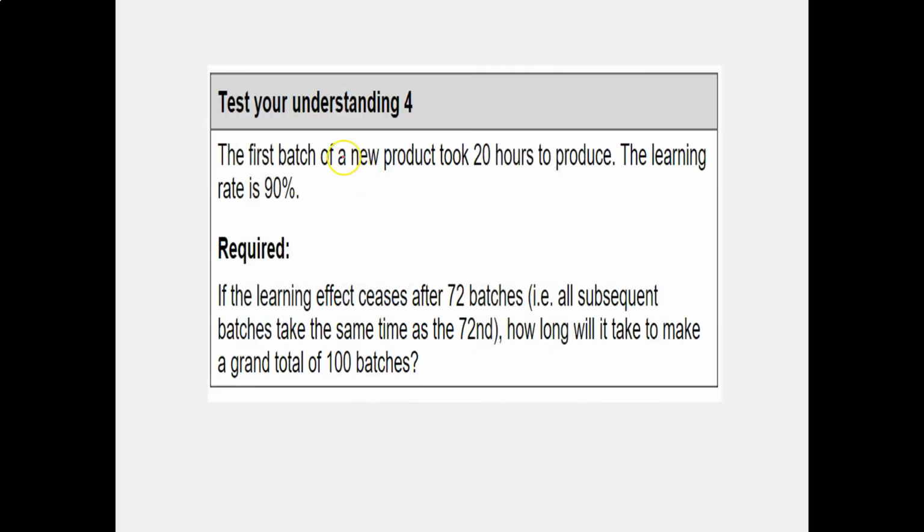So this is the final video, but this really looks at this business of steady state. And this is how the question will look. It says the first batch of a new product took 20 hours to produce. So I know what my A is. My A is equal to 20 hours. And I know the learning rate. The learning rate is 90%. So my B is equal to the log of 0.9 divided by the log of 2.